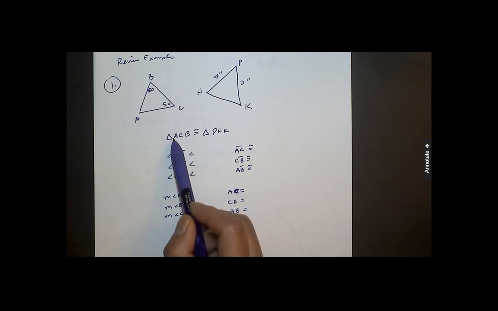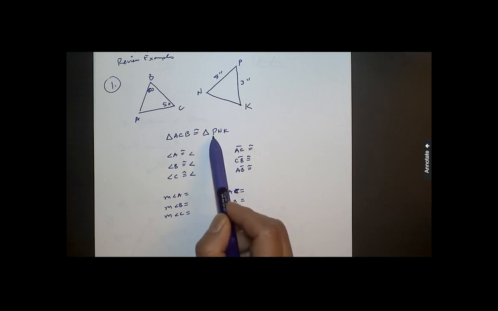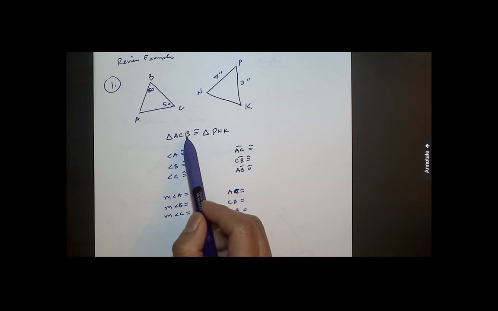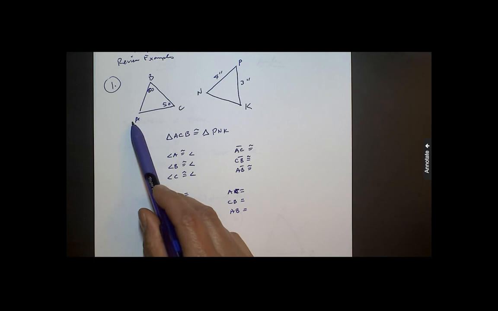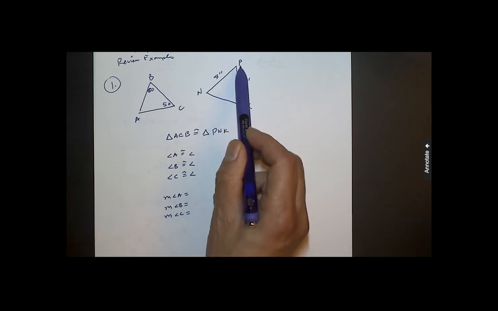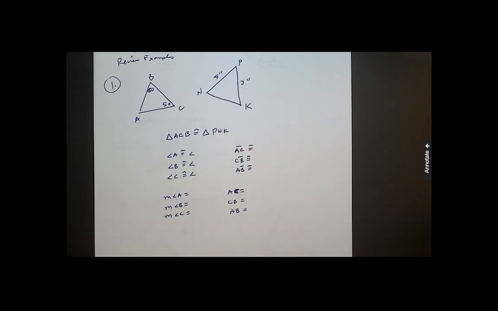So A matches with what over here? P. C matches with what letter? N. B matches with what letter? K. So angle A matches with angle P. If you had this on paper, you could mark up the diagram, but your quiz will be on Edulastic, so while you're doing this, draw the diagram on your scratch paper so that you can mark it up.